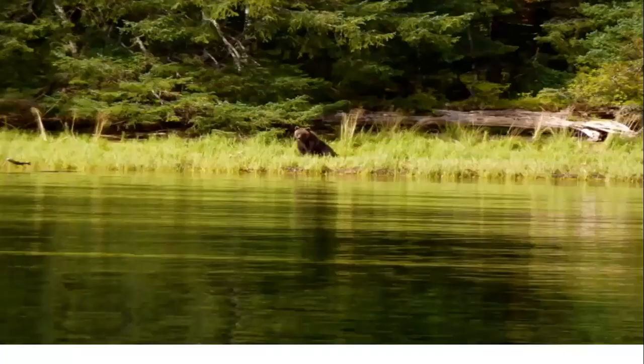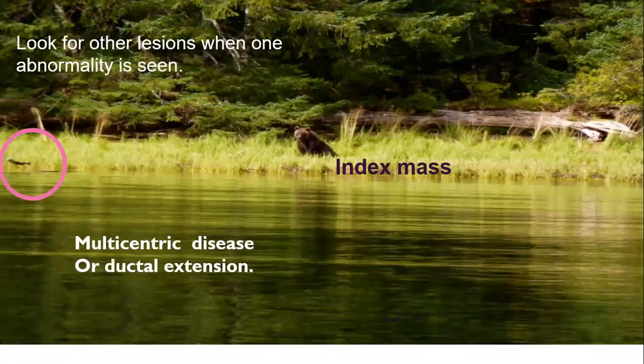So if you have seen big animals, look far away. Even if the breast is dense or fatty, look for other lesions representing multicentric disease or ductal extension or invasion of the adjacent structures. The invasion is not always direct. It can be through a ductal extension as is seen in this case.